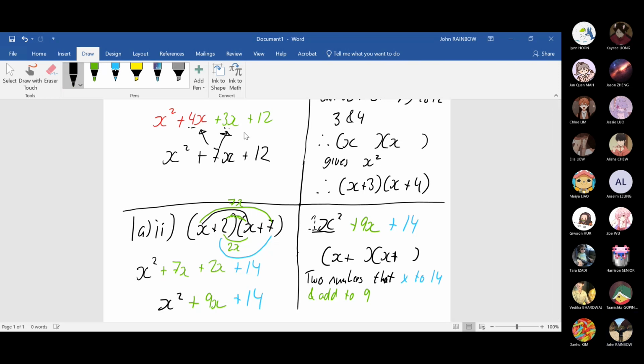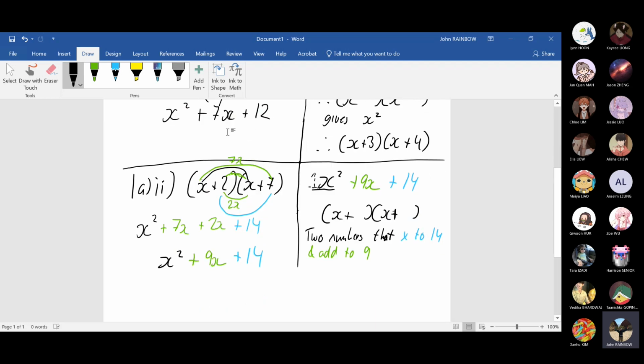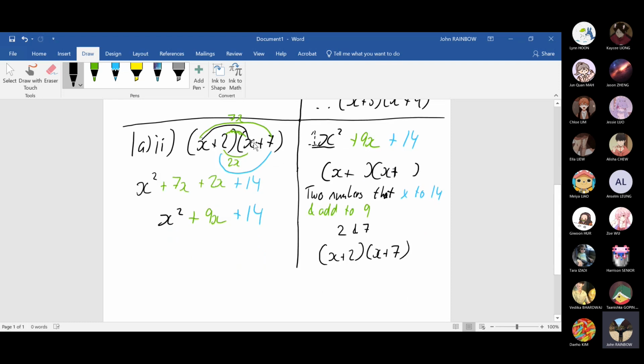So two numbers that multiply to 14 and add to 9, that would be 2 and 7. Because if you think about it, it's going to be x plus 2, x plus 7. The multiplication of this, when you expand it, is going to give you 14. But they're going to give you 2x plus 7x, which will give you 9x. So really, in short, we're always looking for the addition of these numbers, and we're looking for the multiplication of these numbers.